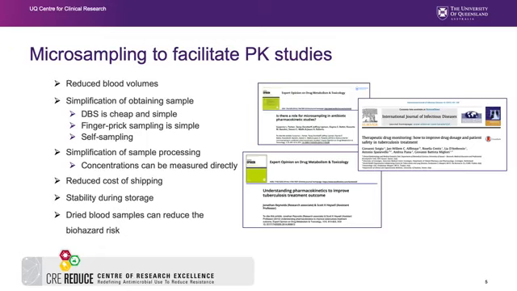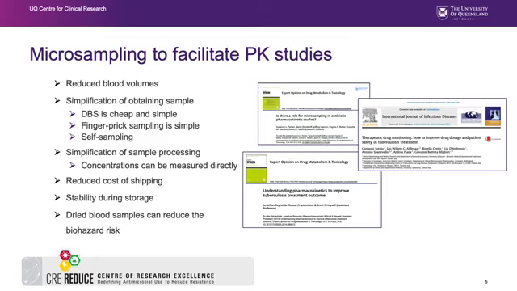There's a simplification in sample processing if it can be a dried sample. You don't need to look at centrifuges. You can just dry the sample, and there's also a reduced cost of shipping if you don't need to keep it on dry ice. And then again, there can be advantages in stability during storage. Some analytes are more stable in a dried form.